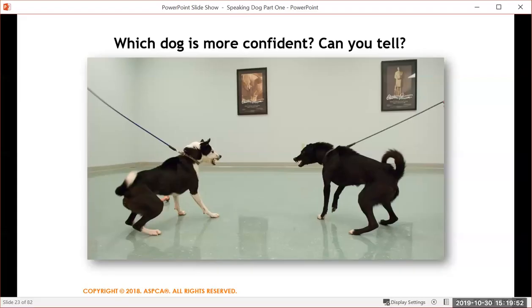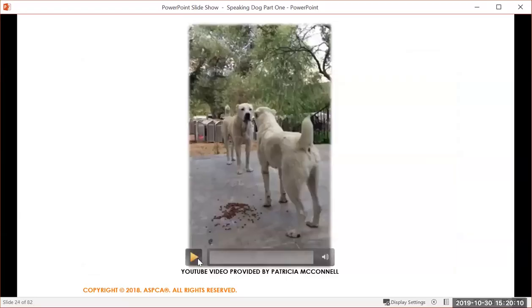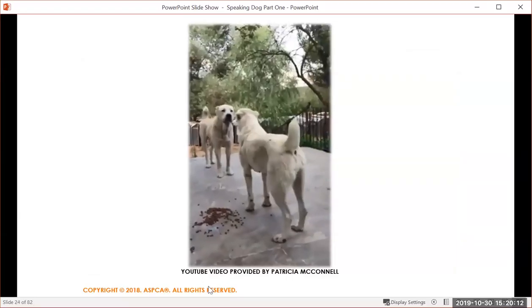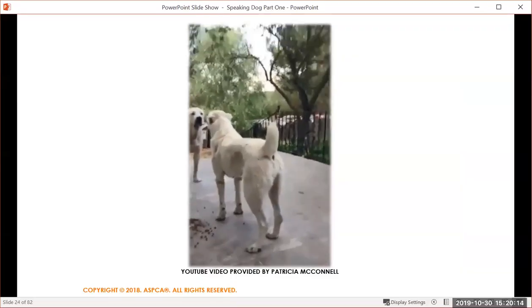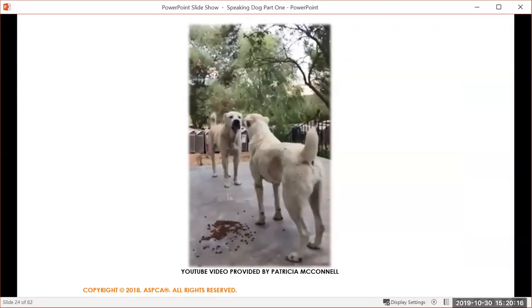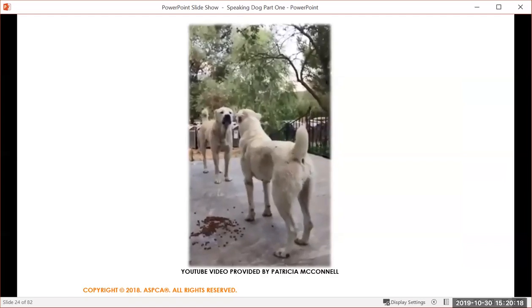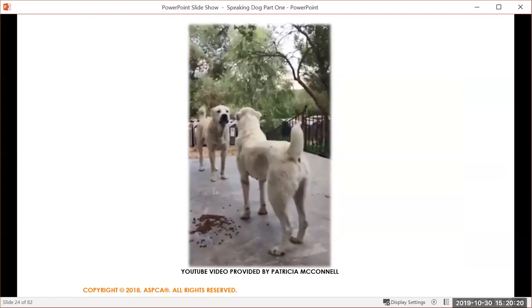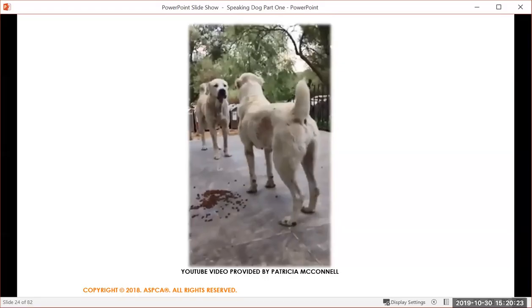And if you didn't notice it, the reason why they're making these faces at each other is that there's a bone behind the black and white dog. So this is an altercation over a resource. Okay, next slide. We're going to look at a video now. And this video came from YouTube, and it shows an absolutely fascinating interaction between two dogs over a resource. You can see there's kibble on the floor.